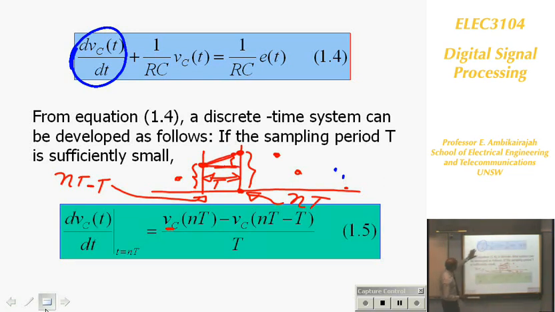So the differentiation, this gradient, can be calculated by finding the discrete output there and there, subtracting them, and then dividing by the distance. Now, if you do that, you can replace this one by that in your equation. And go to the next slide.